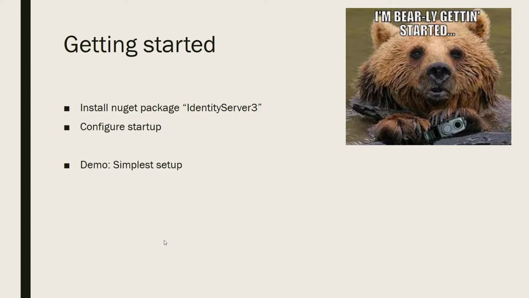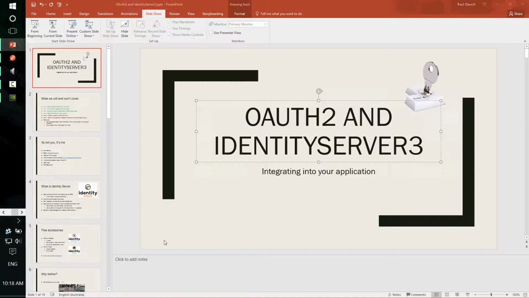So, getting started. At the end of the day, just to get Identity Server in there, all you really need to do is install the NuGet package, Identity Server 3, configure some startup, and you're good to go. And that's what we'll do now.